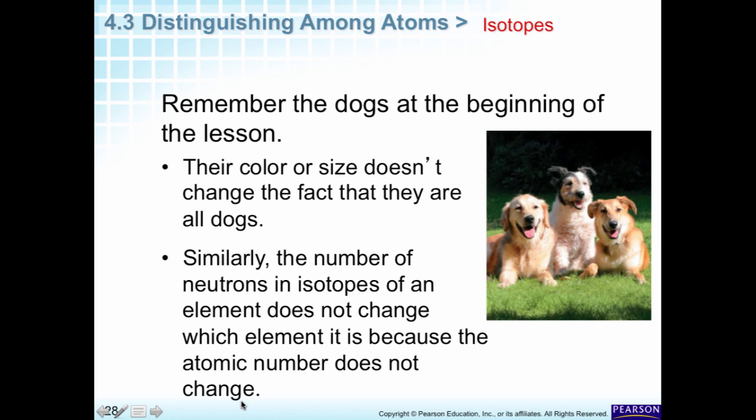All right, so we saw the dogs before. They're still dogs. These 3 animals are dogs. They're just different isotopes, if you want to think of it that way. So isotopes are like different breeds of the same thing.